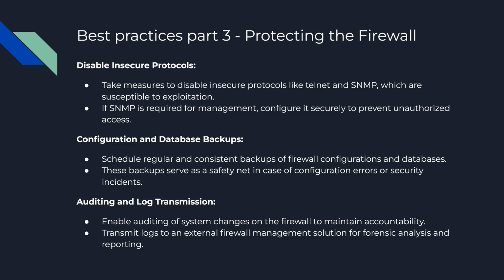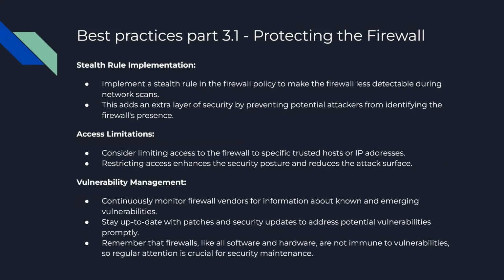Auditing and log transmission. Enable auditing of system changes on the firewall to maintain accountability, and then transmit logs to an external firewall management solution for forensic analysis and reporting. Then, for protecting the firewall again, stealth rule implementation. Implement a stealth rule in the firewall policy that makes the firewall less detectable during network scans, like an Nmap scan. This adds an extra layer of security by preventing potential attackers from identifying the firewall's presence. I'll try to show this in the example that's coming up at the end.